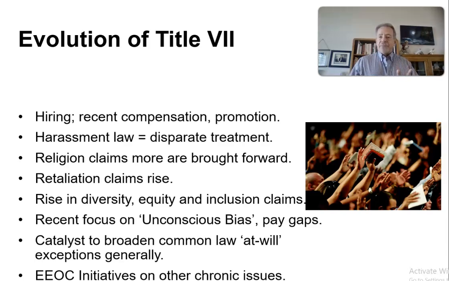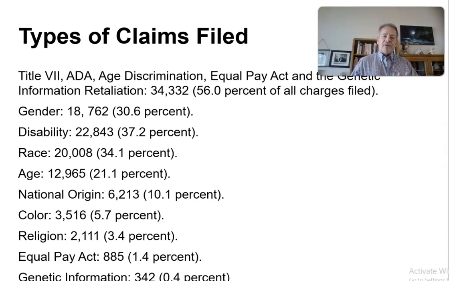Secondly, probably the most discriminated group today is a matter of age. Age discrimination is huge in the process as well. We'll see some changes in that as well. So overall, look here at the different claims filed. I think the numbers are very telling. Gender, 30.6%. Disability, 37%. Race, 34%. Age, 21%. National origin, 10%. Color, 5.7%. Religion, 3%. The Equal Pay Act, just over 1%.